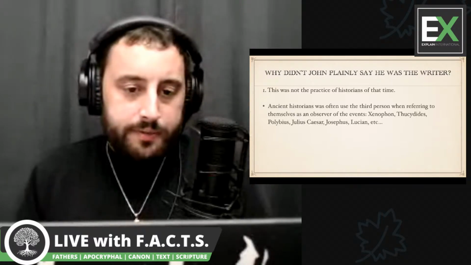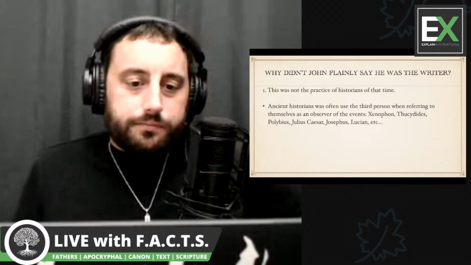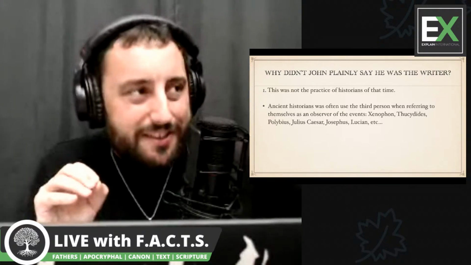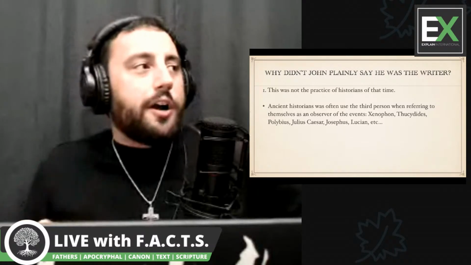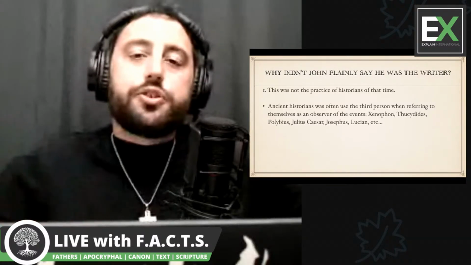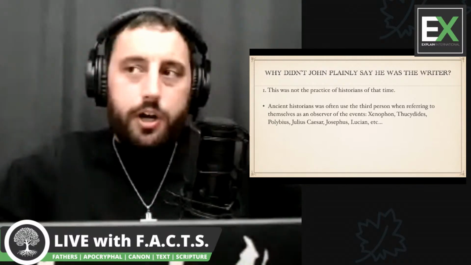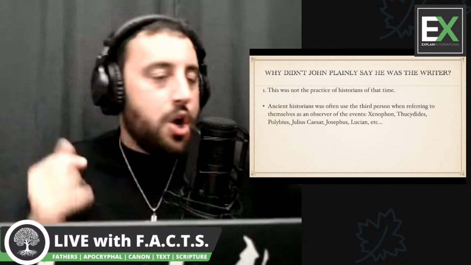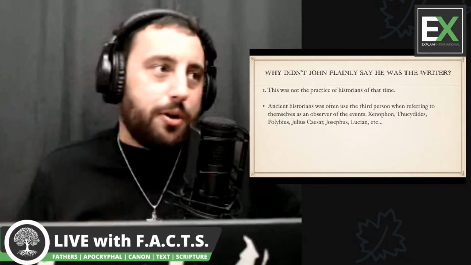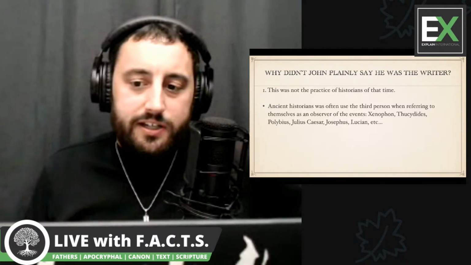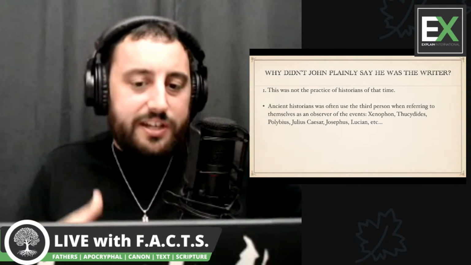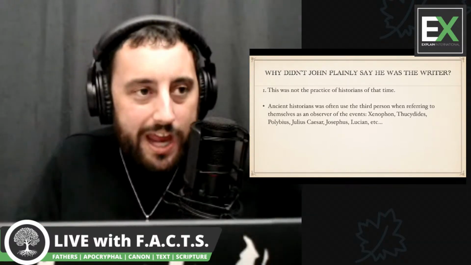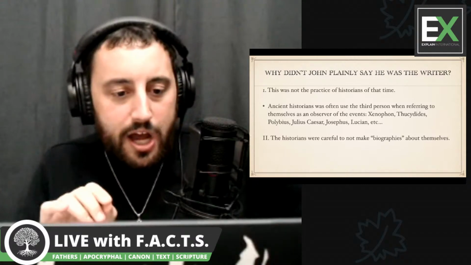Now, note this. Ancient historians were often using the third person when referring to themselves, almost as an observer of the scenery that's going on. When they're watching things take place, they are writing in the third person. We see this consistently. This is not just something Matthew, Mark, Luke, and John did. Xenophon did. Polybius did this. Julius Caesar, Josephus, Lucian, and others wrote the same exact way. This is not unique to the Gospels.